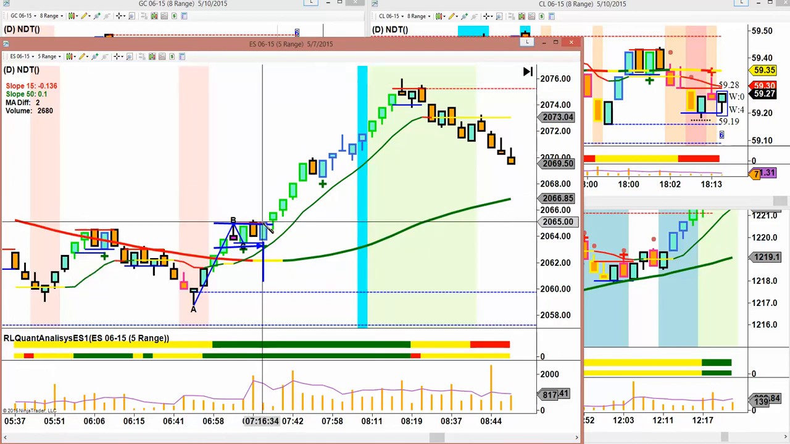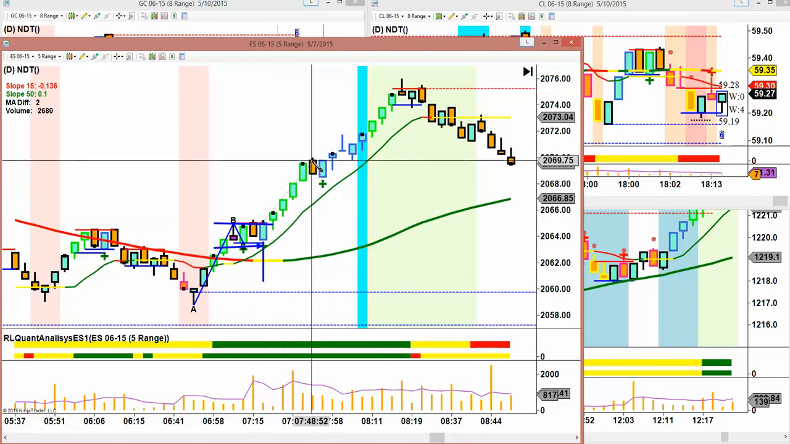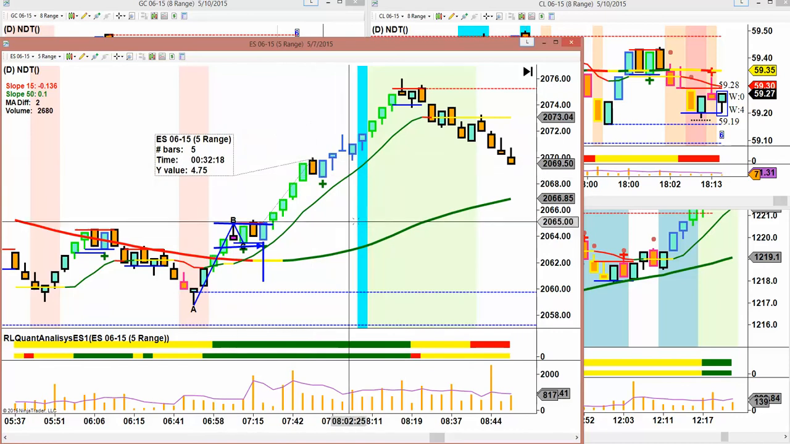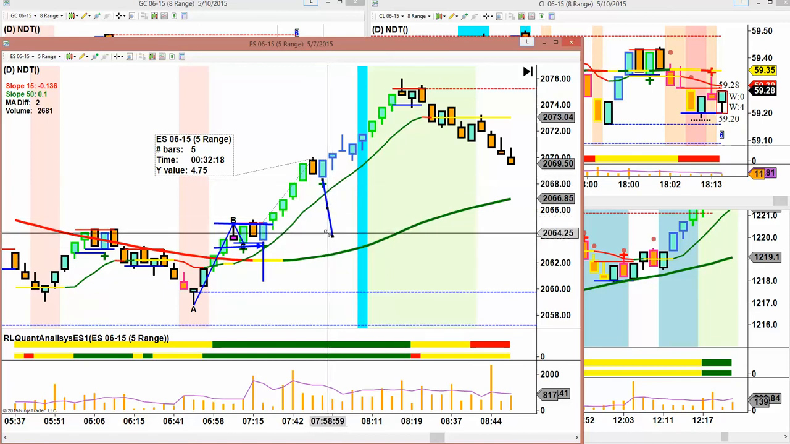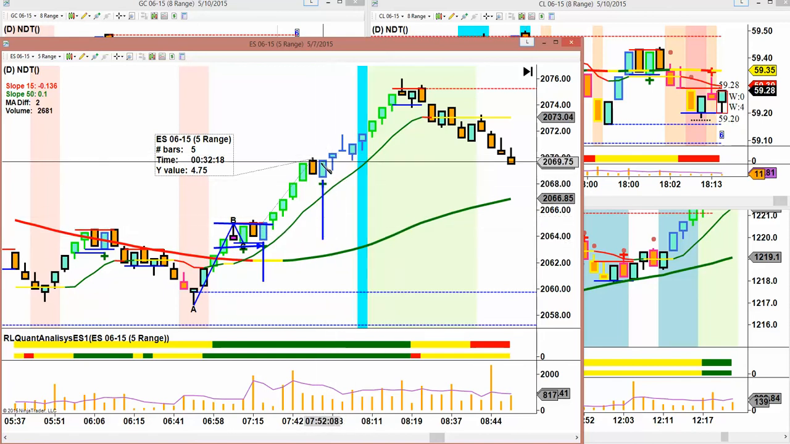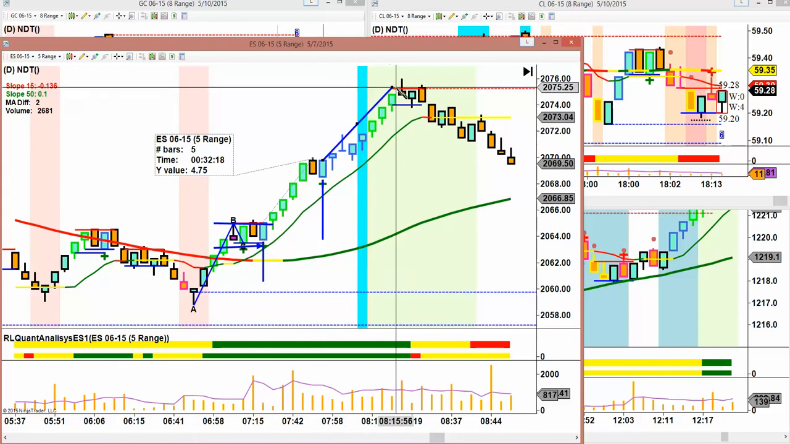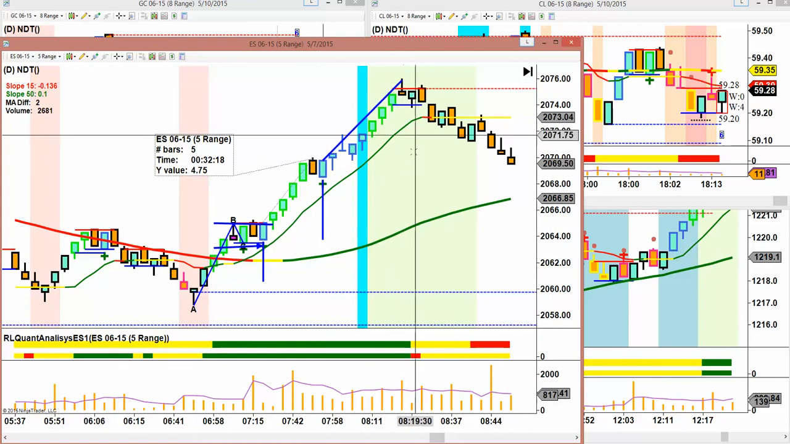Now this is a very, very big move. It's almost 5 points. And if you took the retracement and went back in here, you got another huge move. This would have taken you all the way up to here. No reversal candle here.